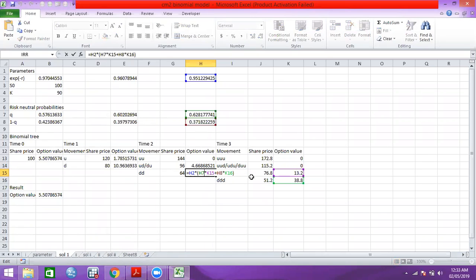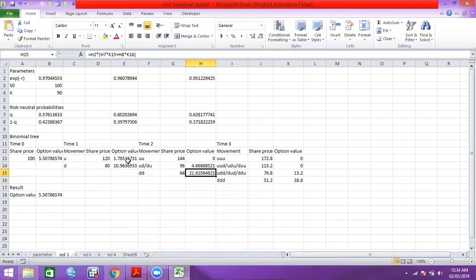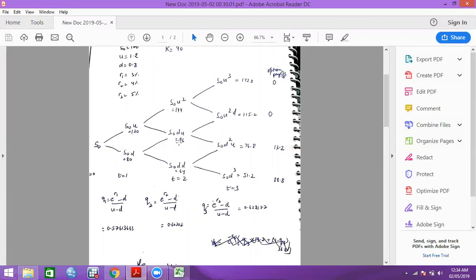And the same thing goes for the next one. It has to be e to the power minus R3 into Q3 into CU plus 1 minus Q3 into CD. So the value of the contract at time 2 is 0, 4.668 and 21.6106. So here the value will be 0, here it will be 4.66 and here it will be 21.68. Again we will do the same calculation at this point also. So you can see here the value is 0, here the value is 4.66.